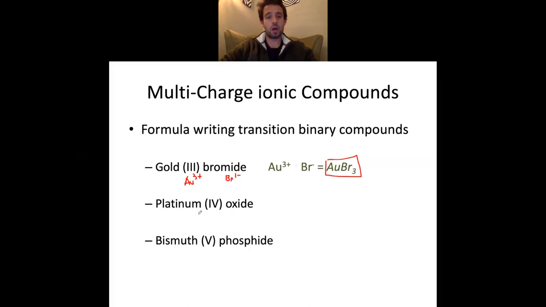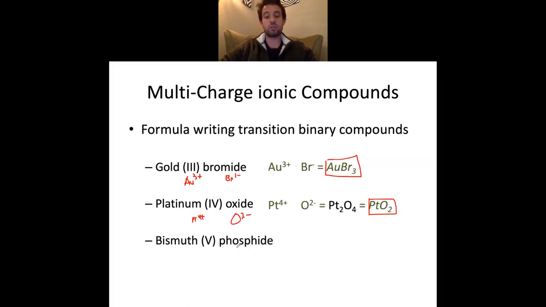Here we go. Platinum has a 4 next to it, so Pt is going to have a 4+, and oxide is oxygen, just O, and it's got a 2-. So in this case, I'm going to need 2 oxygens to cancel out my 1 platinum, and that's going to give me a formula of PtO2, and that 2 just goes for the oxygen.